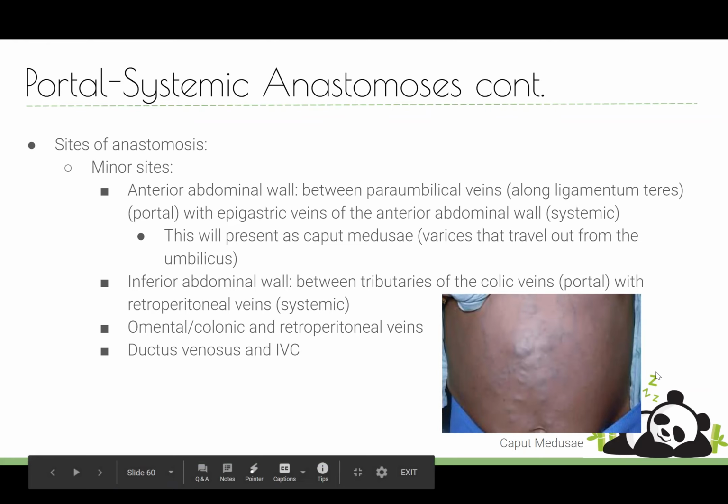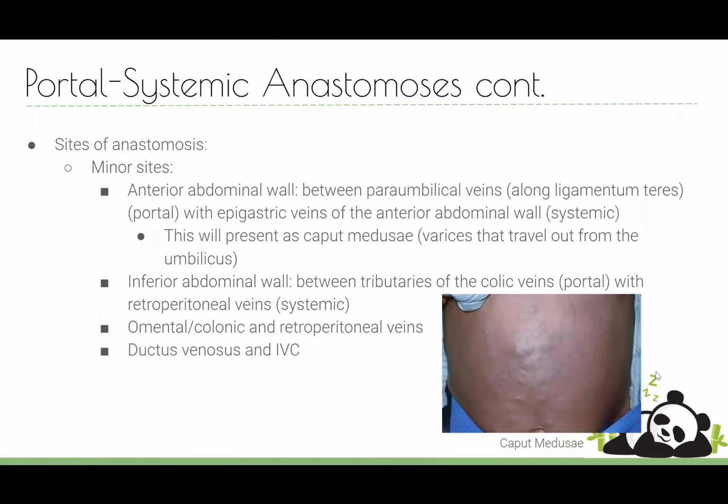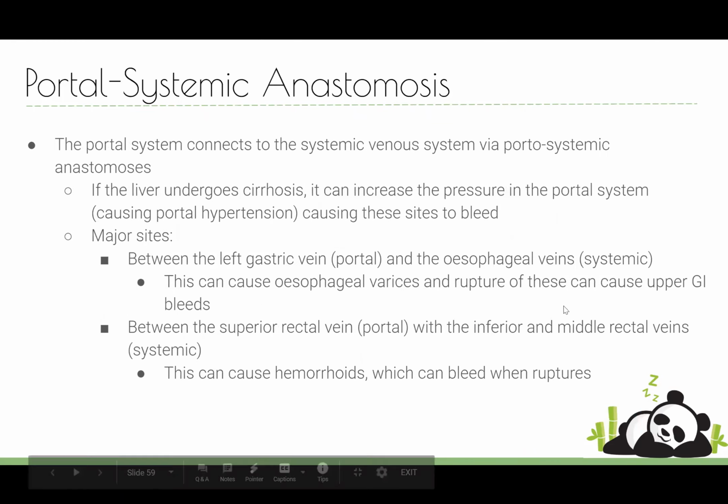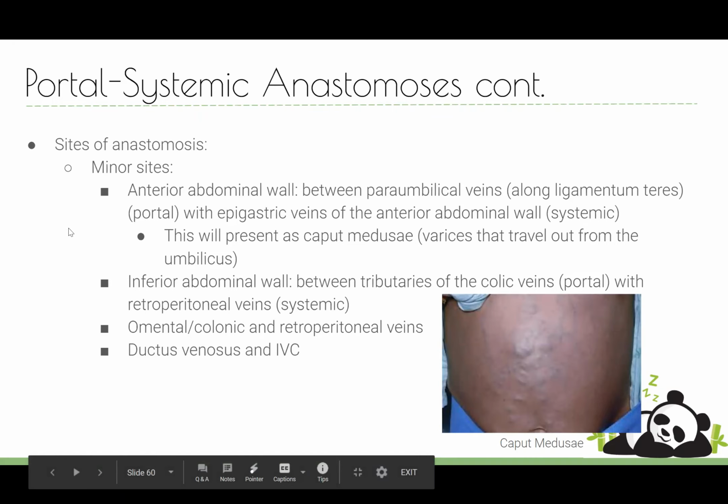You also get an inferior abdominal wall site between the colic veins and the retroperitoneal veins. And then the other ones, which are the mental and retroperitoneal veins, and the ductus venosus and the IVC, which kind of are there. But these two are the really important ones, and these two are also sort of important. But overall, there are 6, basically.